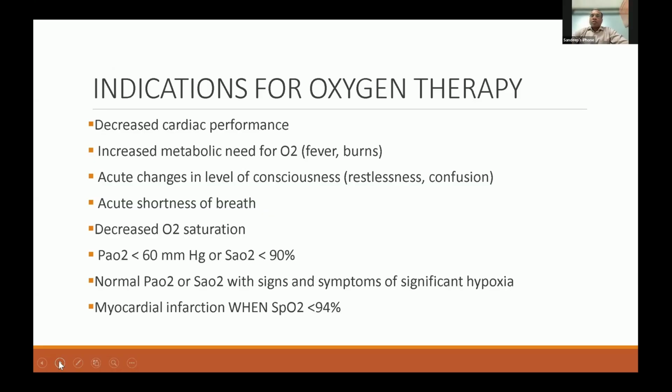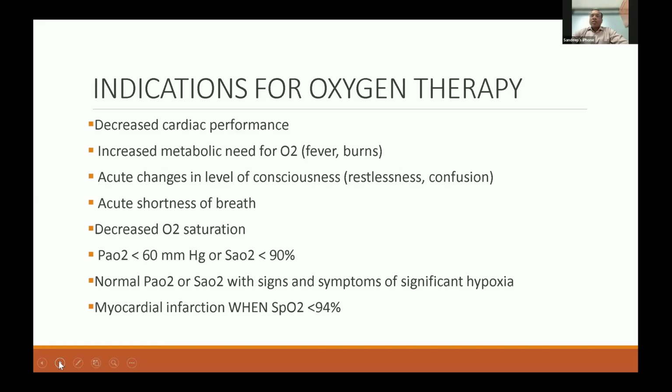Now, before starting oxygen therapy, let us go through briefly the indications for starting oxygen therapy. There are some clear-cut, strong indications for starting oxygen, and then there are a few indications where you may or may not want to start oxygen therapy. One is decreased cardiac performance, which means that there is heart dysfunction. The patient may be presenting to you in pulmonary edema, finding it difficult to breathe, and oxygen saturation may be low. In those kinds of situations, you can start oxygen to the patient.